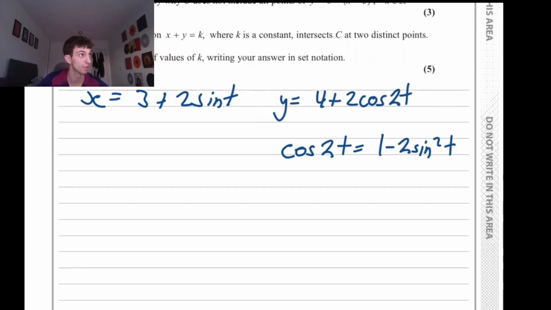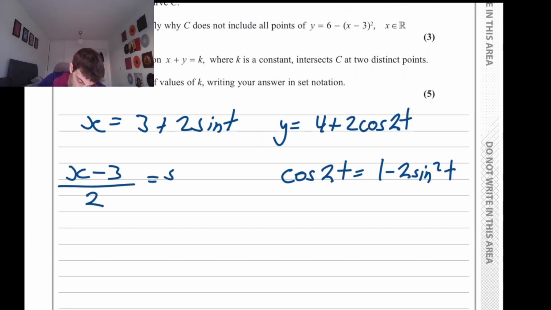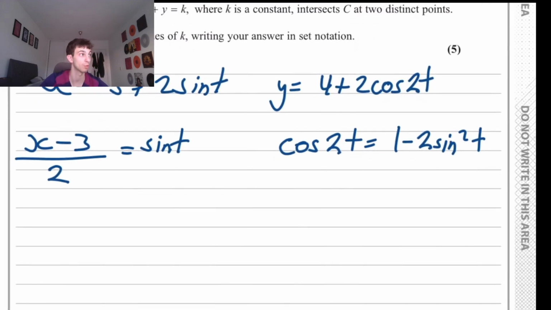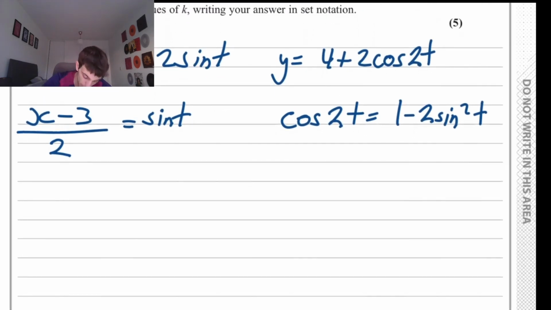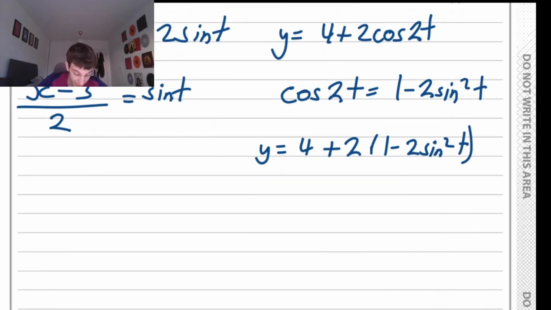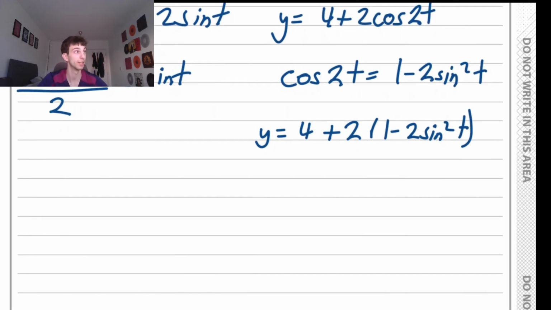So let's write out both equations very clearly. Rearranging our x parametric equation to make sine t the subject, we simply have x, we take away the 3, divide over by 2, and this will be equal to sine t. Great. Now looking at our y, we're going to rewrite cos 2t as 1 minus 2 sine squared t. So we have y equals 4 plus 2 times 1 minus 2 sine squared t. So this is quite good. We know that sine t is equal to x minus 3 over 2. So now we can make that substitution into our y parametric equation to eliminate all of our t's.